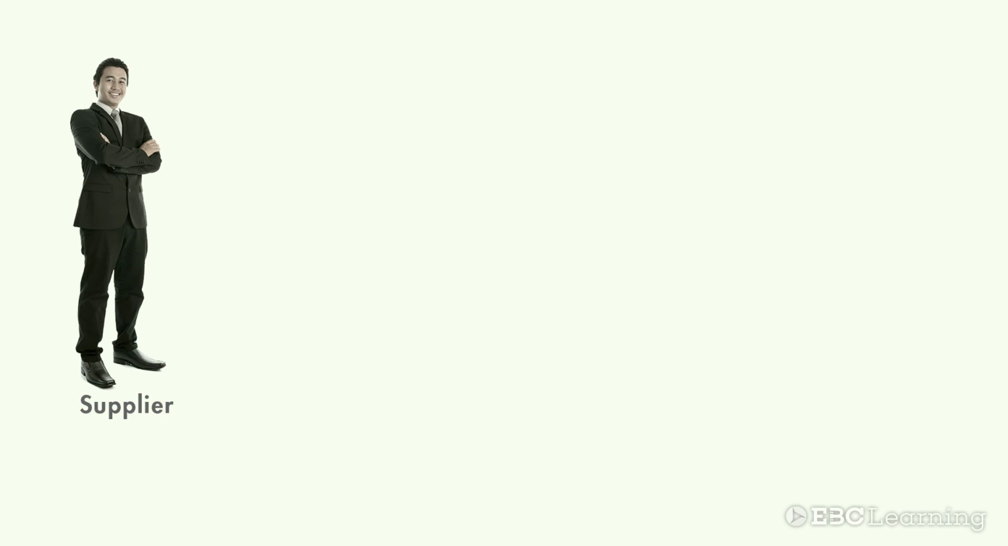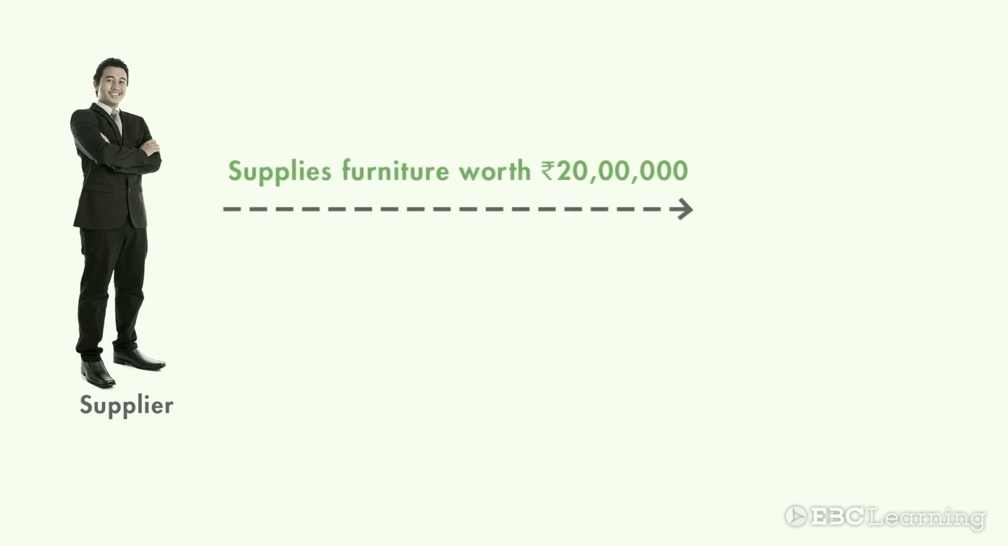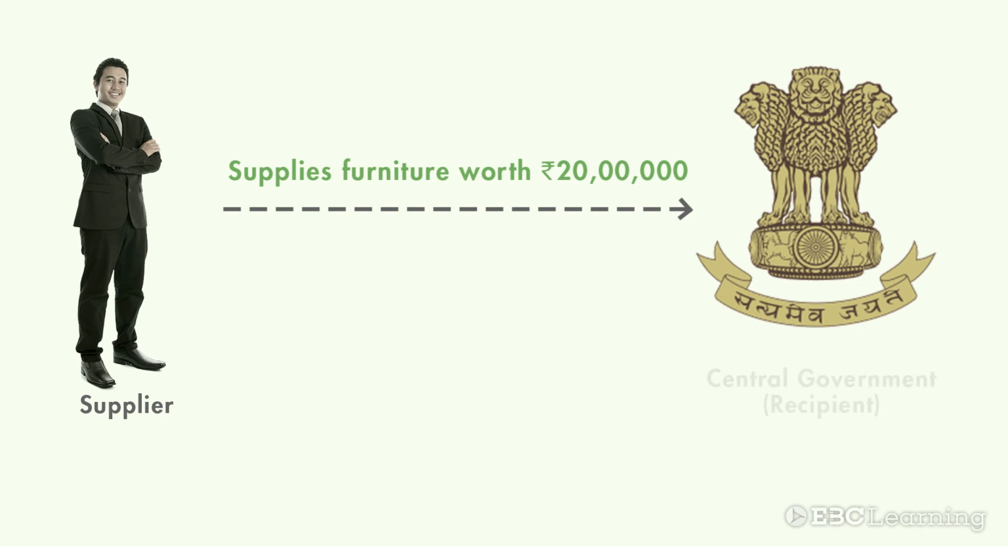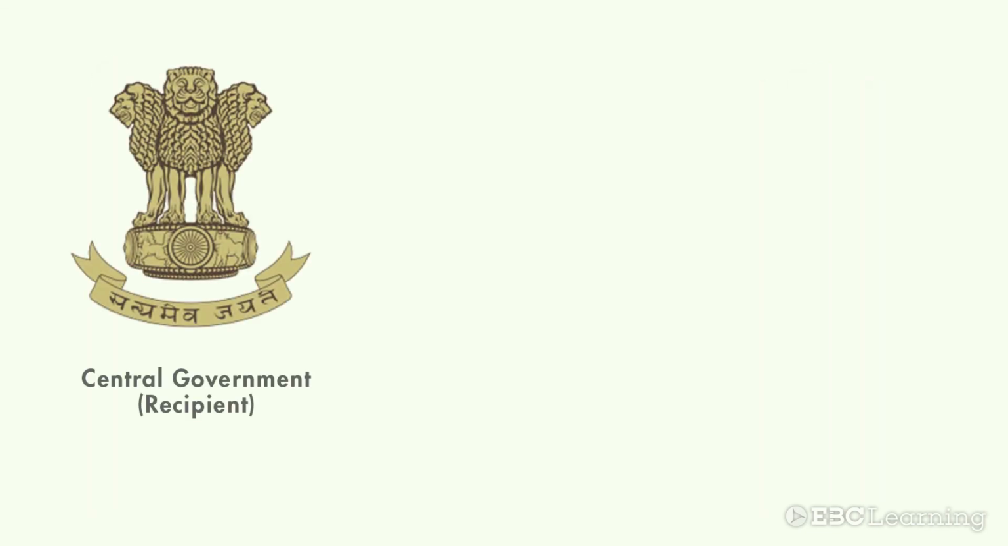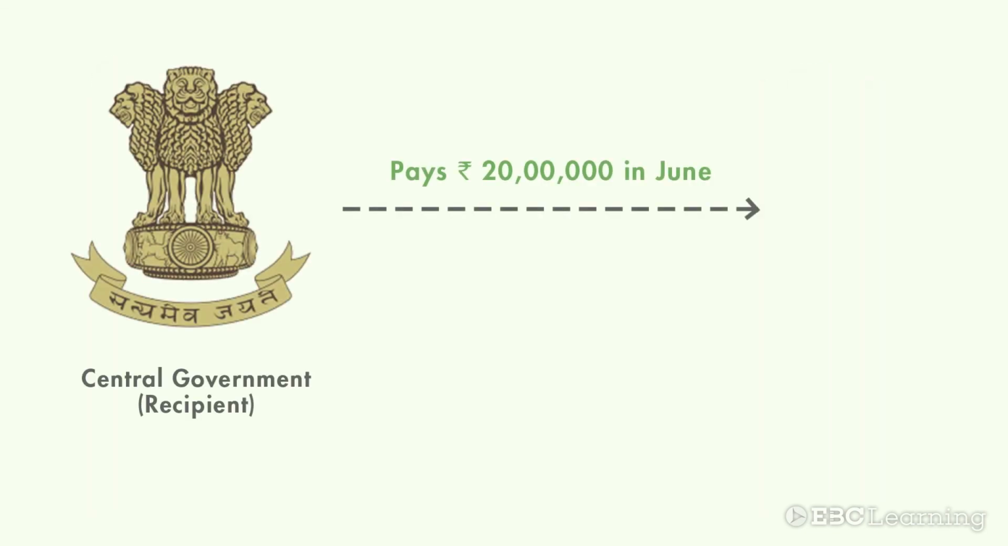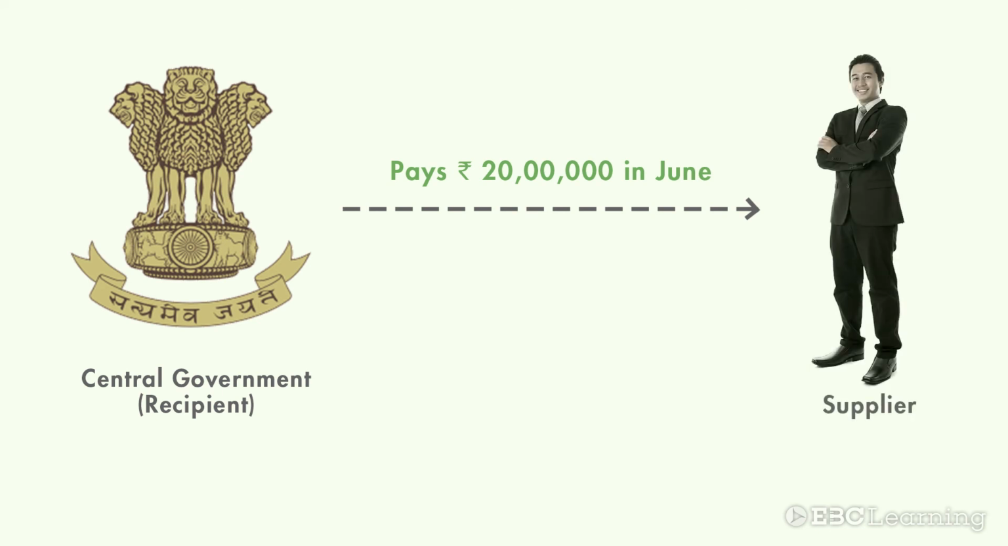Let us take the example of a supplier making a supply of furniture worth 20 lakhs to a central government department. GST at the rate of 12% is required to be paid. The recipient, while making the payment of rupees 20 lakh in June to the supplier, shall deduct 1% of 20 lakhs, which is 20,000, as TDS.